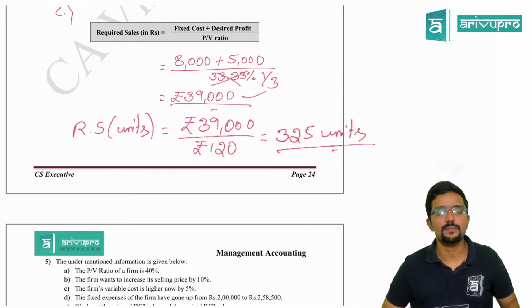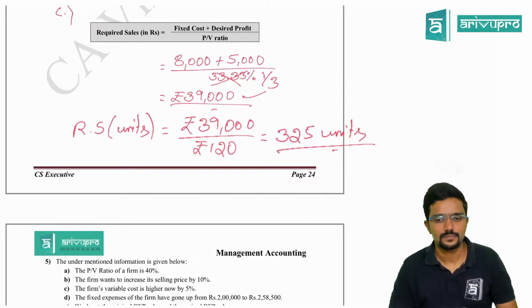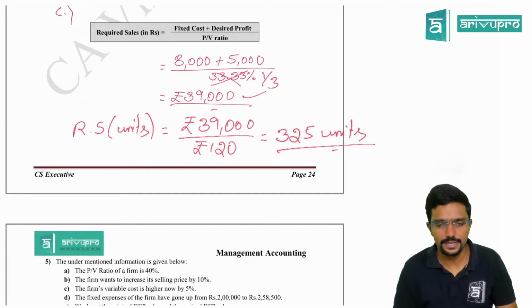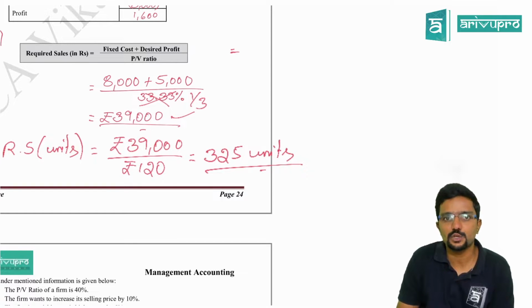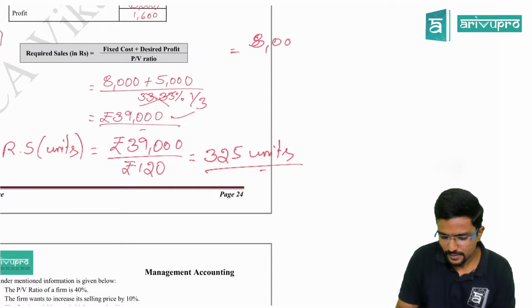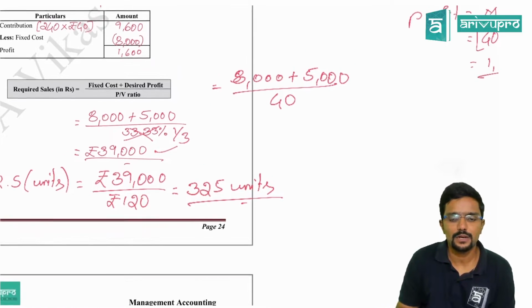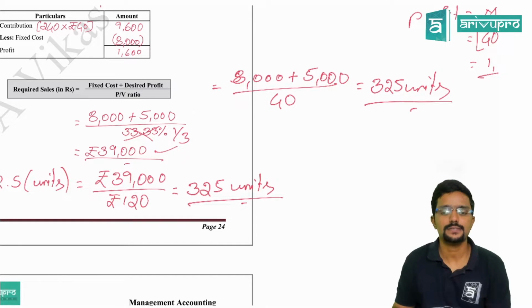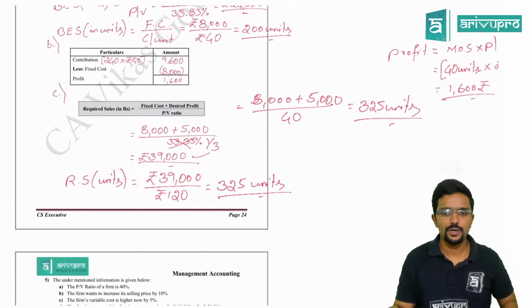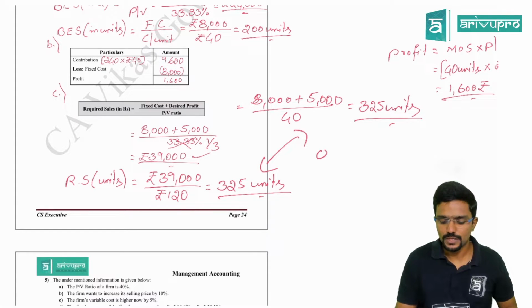Alternatively, you can also use the formula. Just take down this. I will show the alternative way also. This formula you can use, but the denominator will be contribution per unit. So fixed cost is 8,000, desired profit is 5,000, divided by contribution per unit, which is 40. You will get 325 here also. Required sales in units is 325 units. You can do any one.